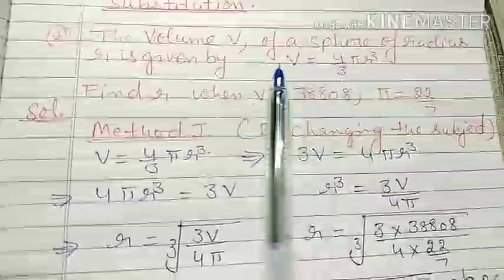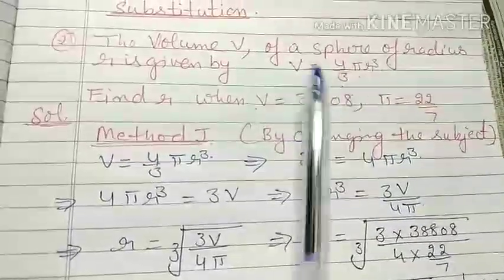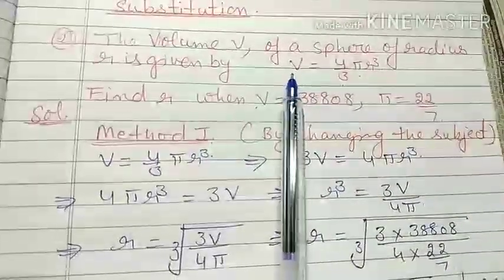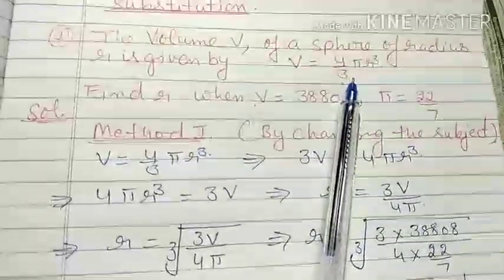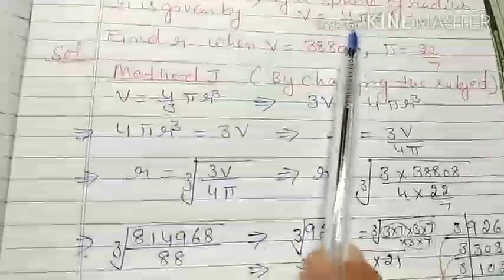Another method is, instead of shifting the variables, whatever values are given to me, like volume and pi, I directly paste them here. Then after that I find the r value. So how do I solve this?